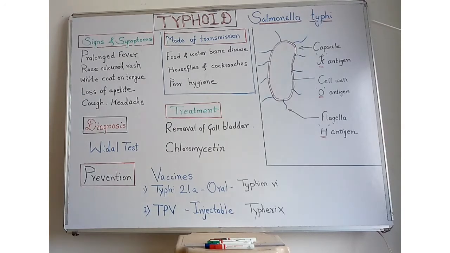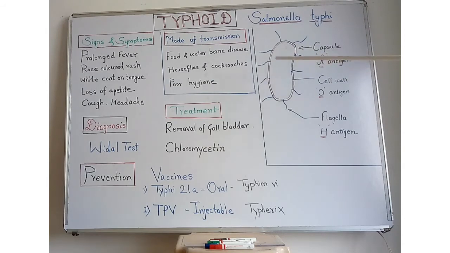Salmonella typhi is a gram-negative bacteria, and its cell wall is unable to retain the crystal violet stain, and hence it is colored by safranin only. This is about the structure of Salmonella typhi.